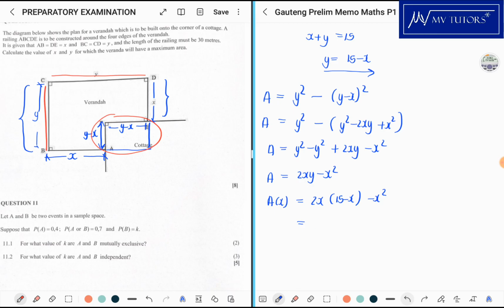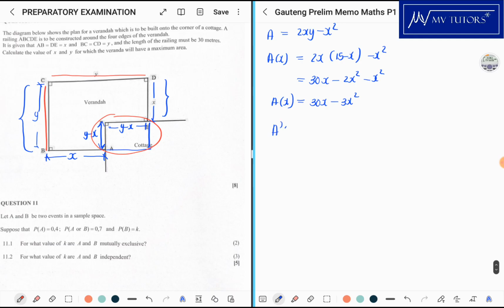So I have 30x minus 2x squared minus x squared. So then I have 30x minus 3x squared. This is what we want. If you can put it like this, you can get the maximum area. And how do we get the maximum area? We work out the first derivative and make it equal to 0. It's like a local maximum.